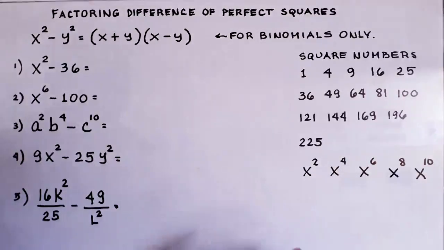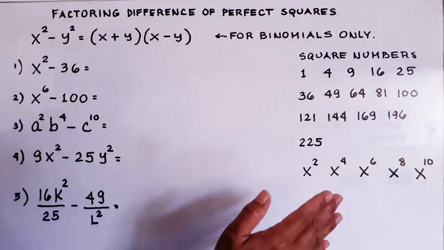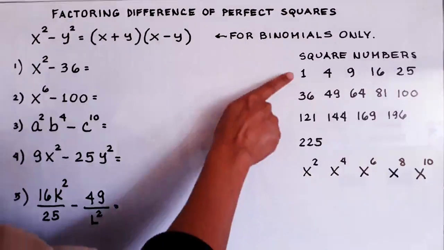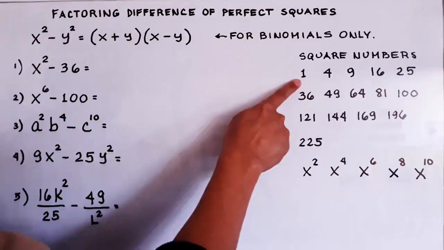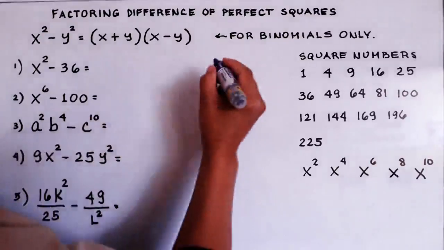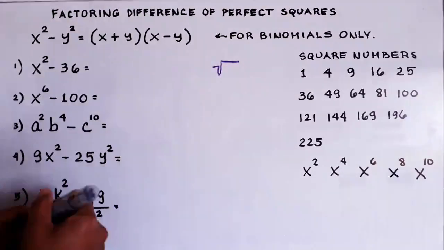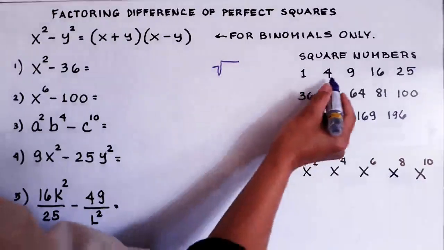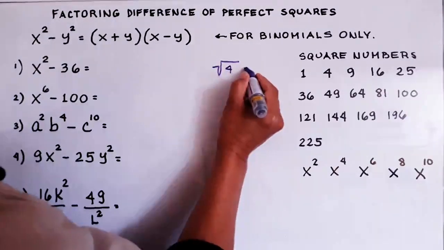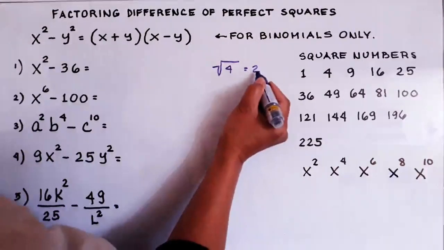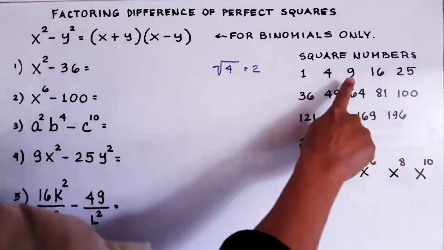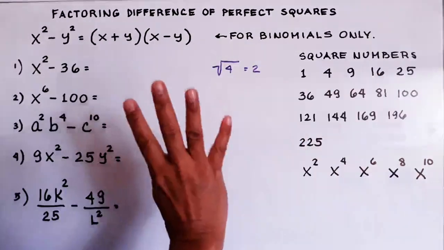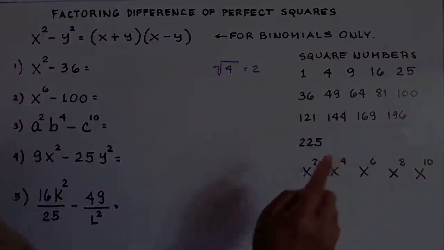So what are these square numbers? Square numbers are numbers whose square root is exact. 1 is a square number because the square root of 1 is 1. The symbol for square root is this one. Square root of 4 is 2 because 2 times 2 is 4. Square root of 9 is 3. Square root of 16 is 4. Square root of 25 is 5.